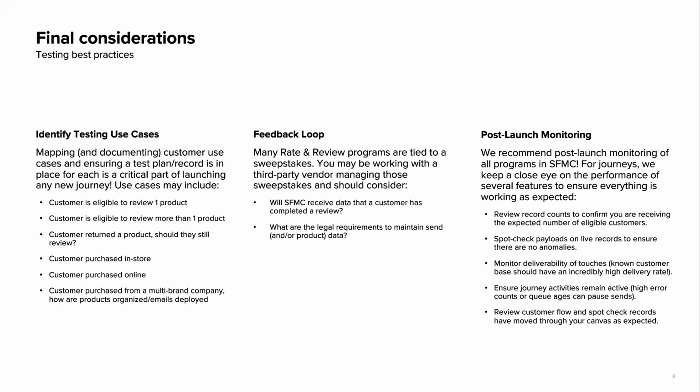But just a few to outline here, what does the solution look like when a customer is eligible to review one product? What does it look like when they're eligible to review more than one product? If a customer has ordered and since returned a product, should they still get a review email? Are there differences for customers who have purchased in store or online? And as I mentioned, if your customer is purchasing from a multi-brand company, what does that email creative look like? How are those products organized? And what sort of branding is the deployment email serving to that customer?